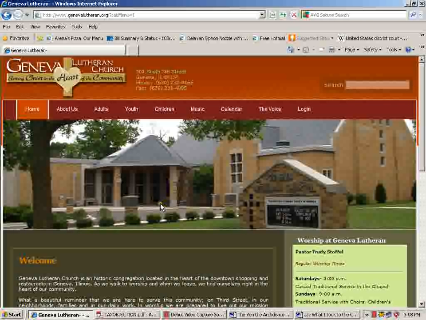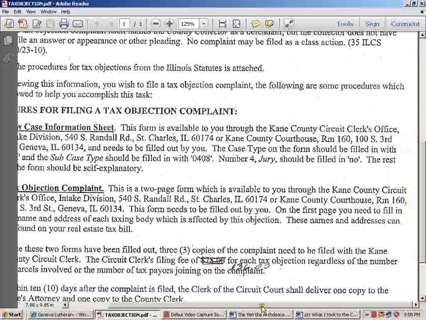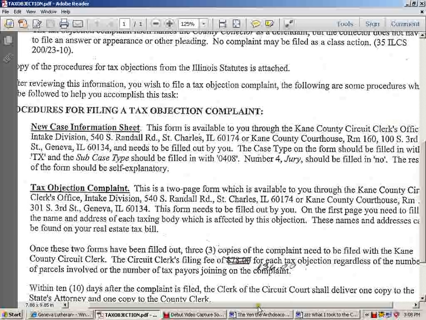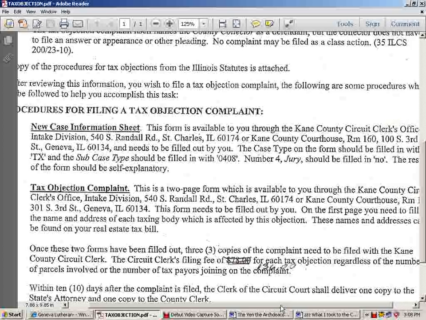Look at that. They're saying to take this two-page form, which is available to you through the Kane County Circuit Court. Okay, so you could go to either of these places or the Kane County Courthouse, Room 160, 301 South 3rd Street, Geneva. You could go to the church and get a form, because in that church is a court.